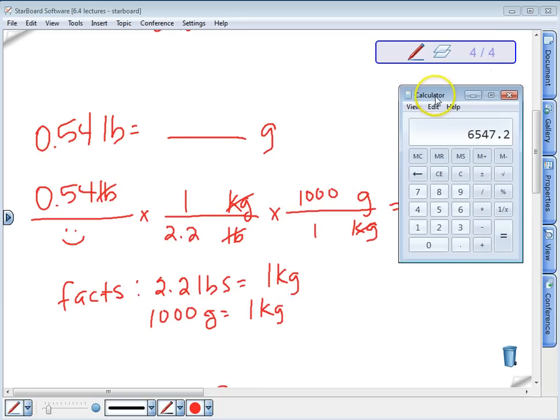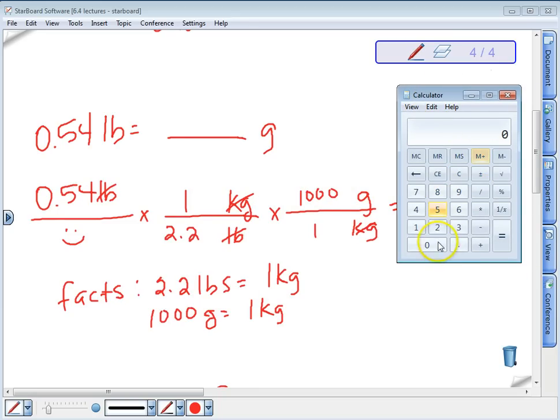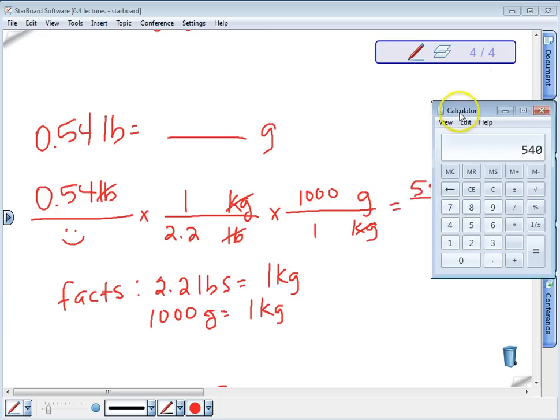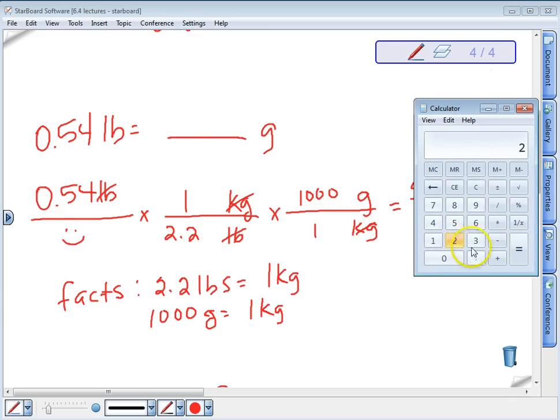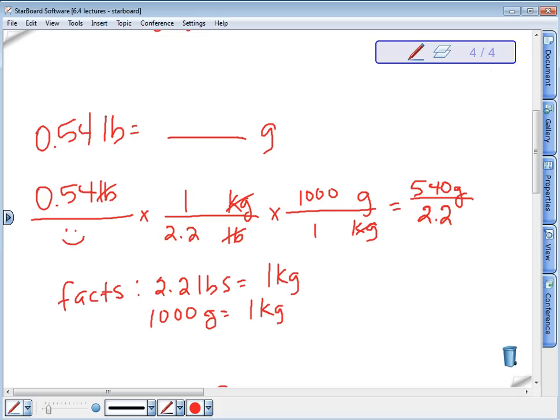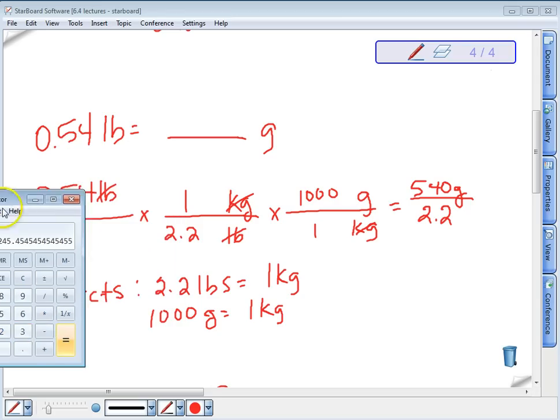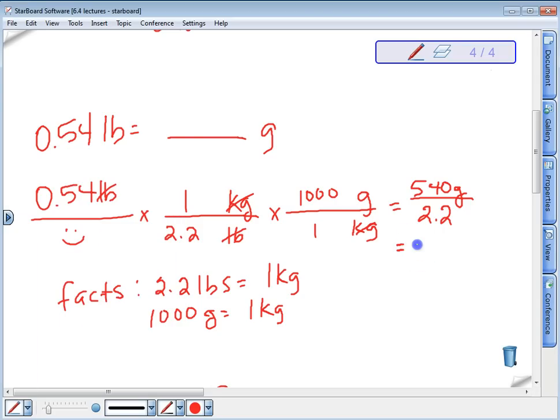So now again, I need my calculator. And I can say 0.54 times 1 times, this is my times 1, times 1,000 gives me 540 grams over, I have a denominator in this one, 2.2 times 1 is 2.2. So I need to say 540 divided by 2.2, which gives me 245.45455.